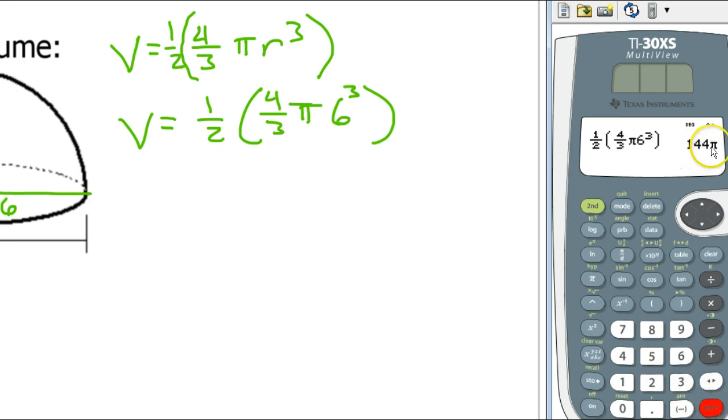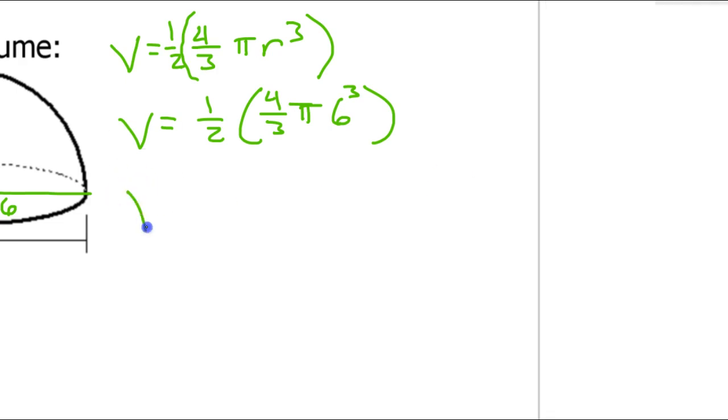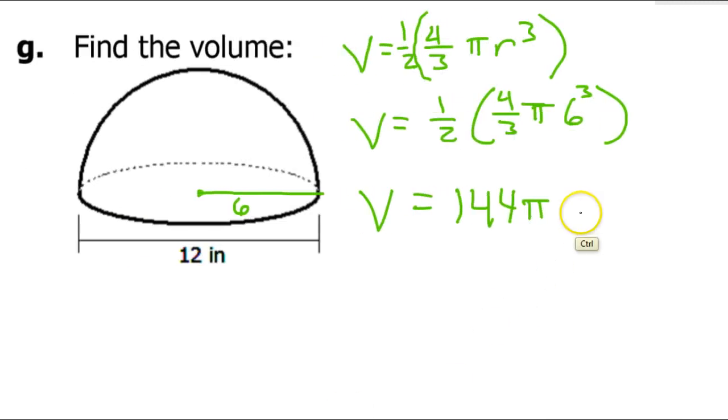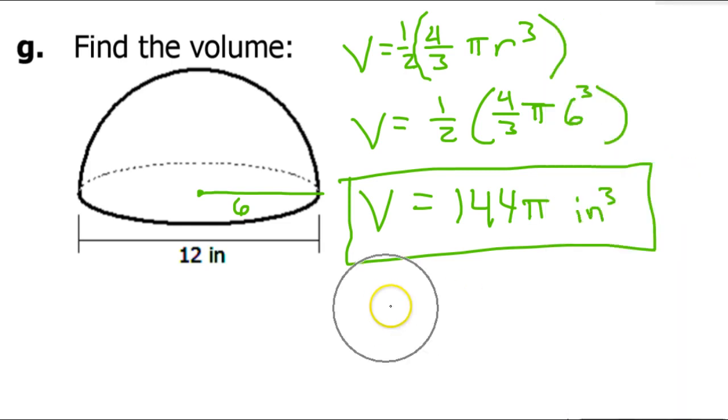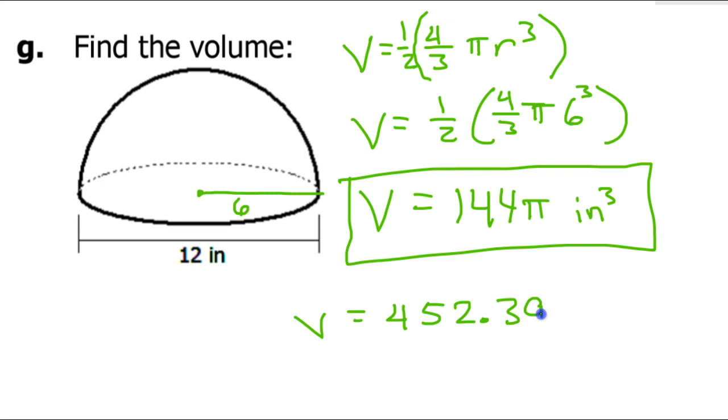So that is 144 pi. And since this is volume, we should say inches cubed, or cubic inches. That's 452.39 cubic inches.